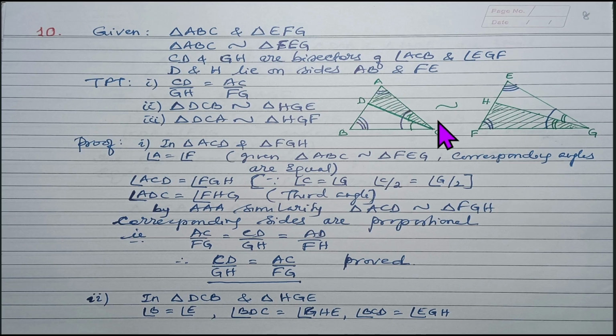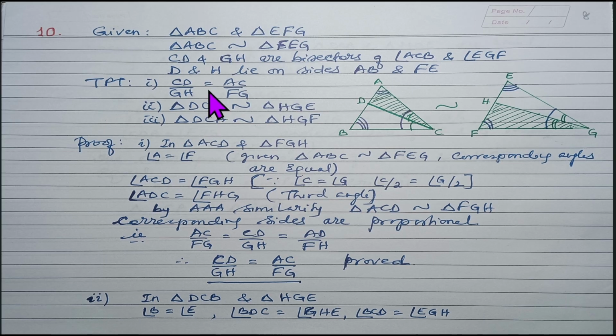Now coming to the next example, that is the 10th example, we are given a triangle ABC, and also we are given triangle EFG. Two triangles are given, and they have told us that triangle ABC is similar to triangle FEG. That means these two triangles are similar. CD and GH are angle bisectors of the angles ACB and EGF. CD is angle bisector of angle C, and GH is angle bisector of angle G.